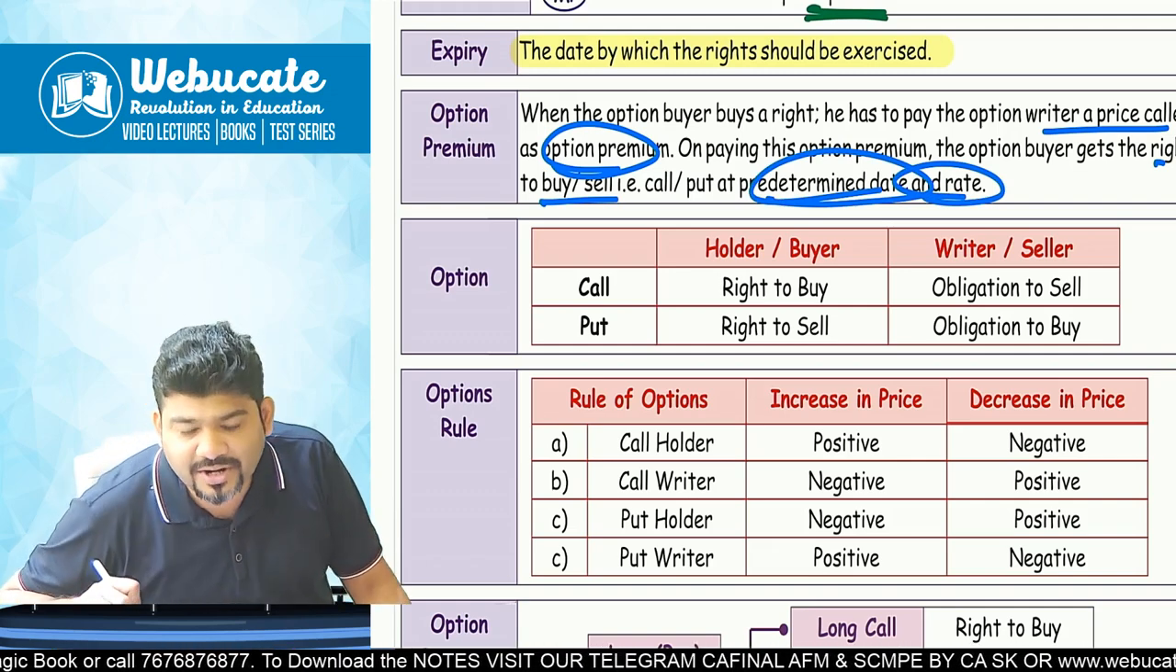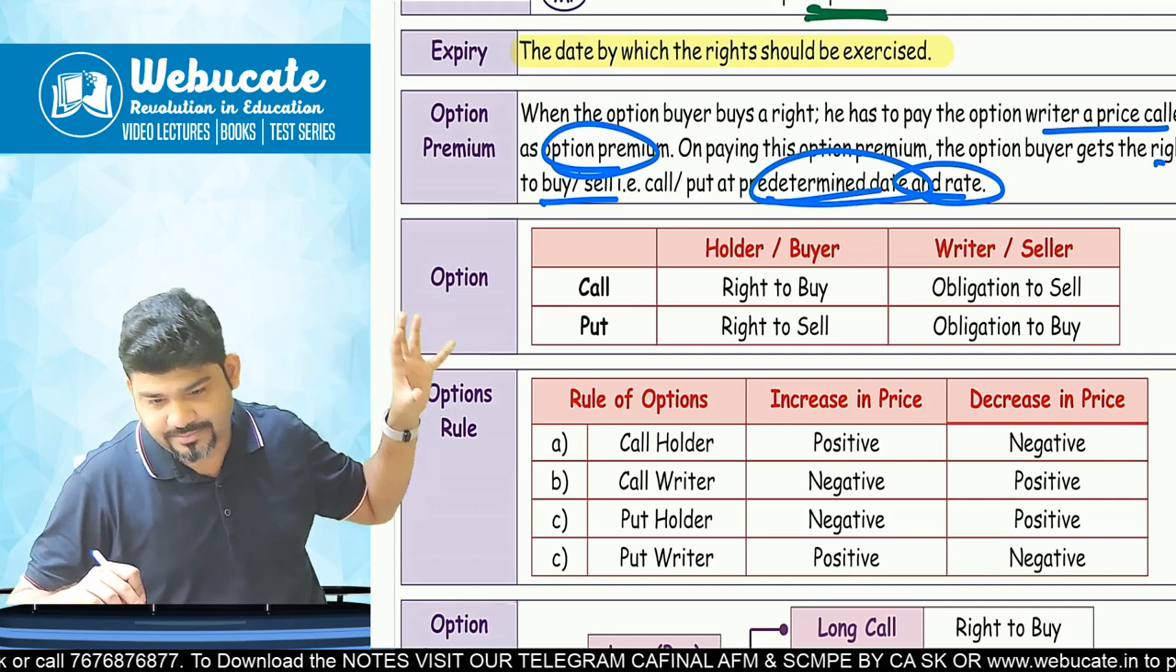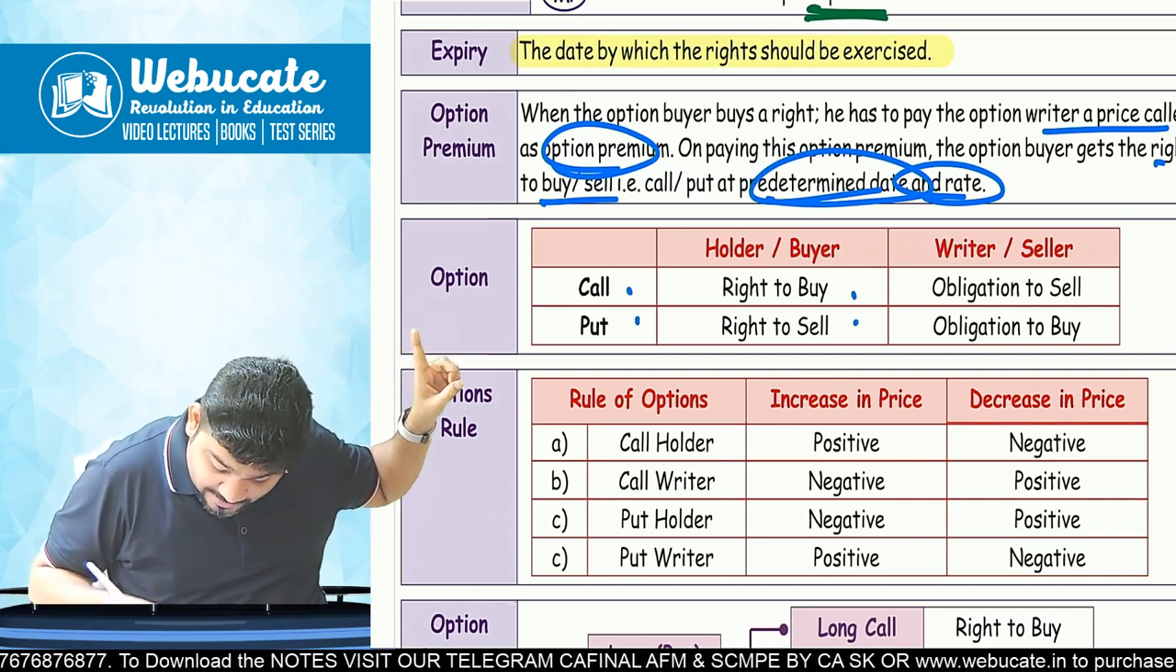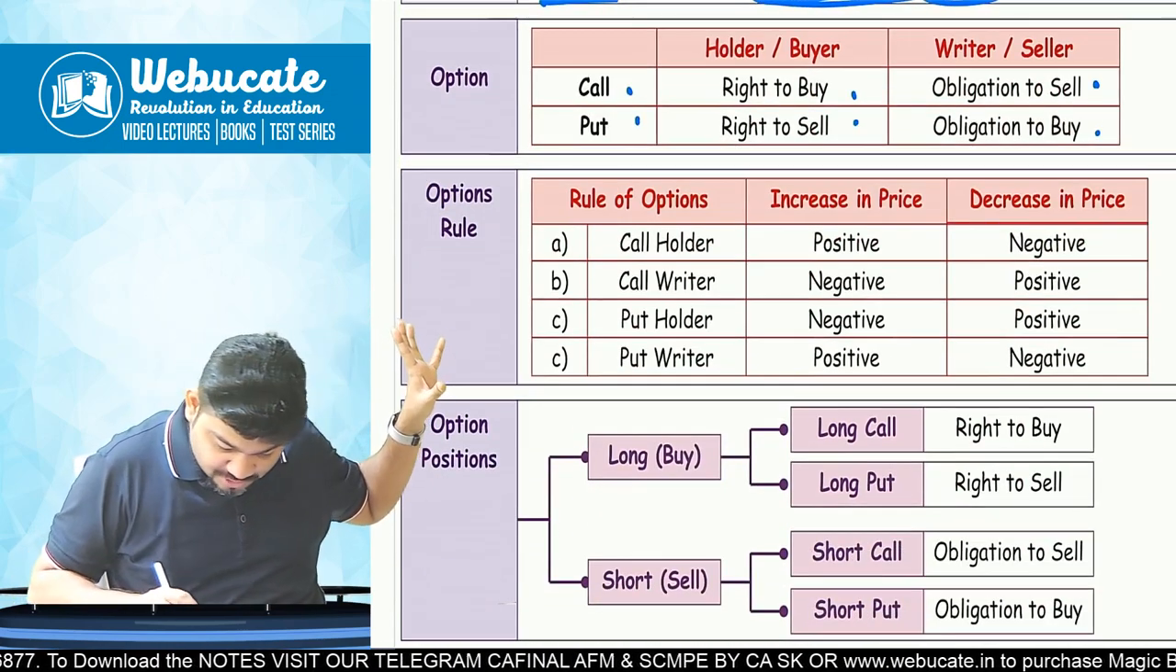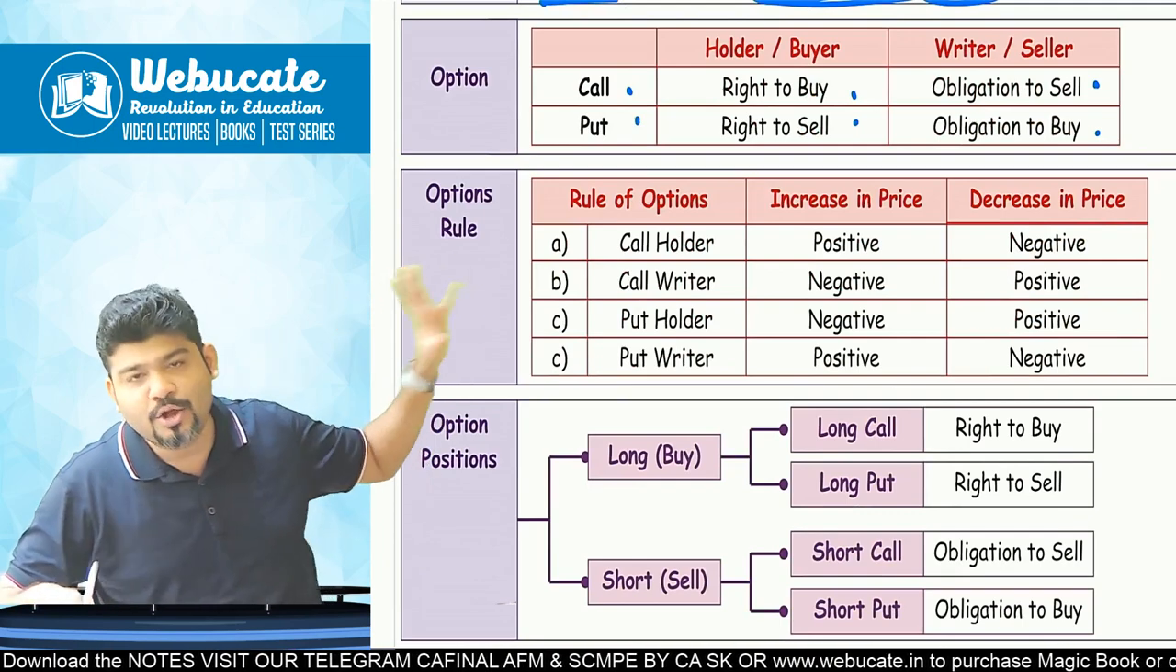Got it, everybody? Yes, sir. So option: call, put, right to buy, right to sell, obligation to buy, rule of options. Now, I hope we are all clear with this.